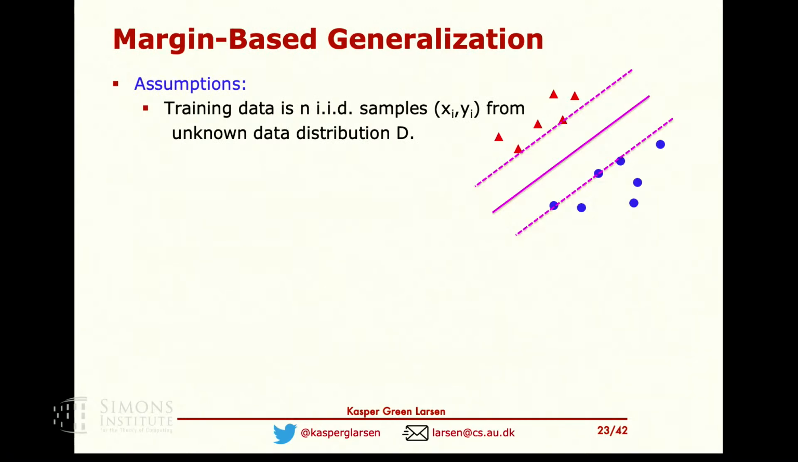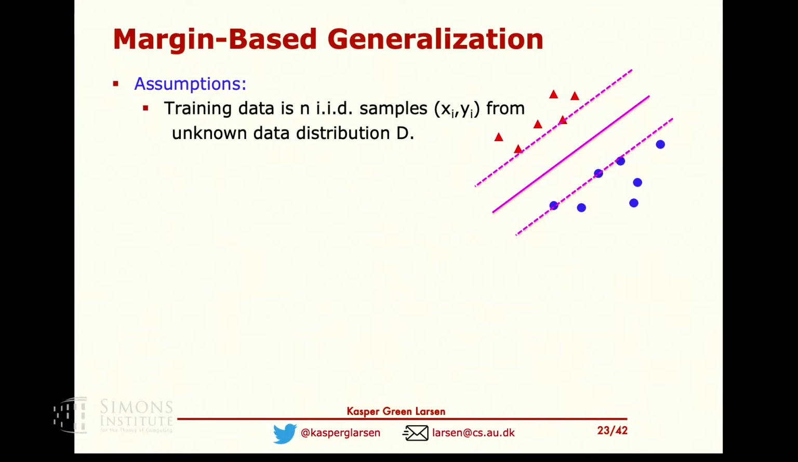So to study this theoretically, we'll have to make some assumptions. If you want to prove that this has good performance, we need to assume something about how the data is obtained and what new data looks like. The standard way to look at it is in the PAC learning framework, where the training data is assumed to be N IID samples from some unknown data distribution. We don't assume anything about the data distribution, but only that we get these IID samples from it.